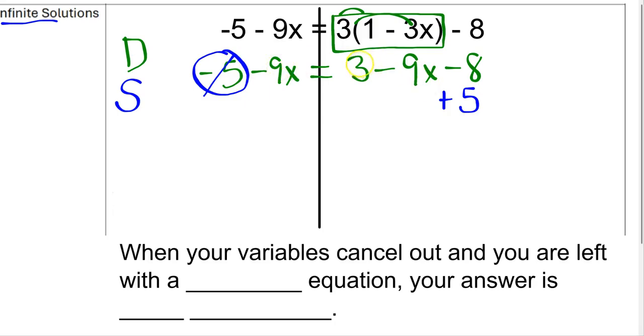But on the right now, I have a constant. The -8 will stay, but what's going to move is this -9x. I want to put it on the other side. If I move it to the other side, I'm crossing the line, and when I cross the line, I am changing the sign.